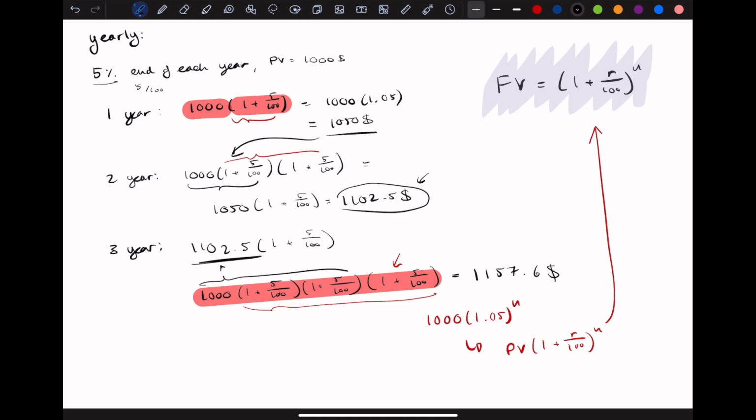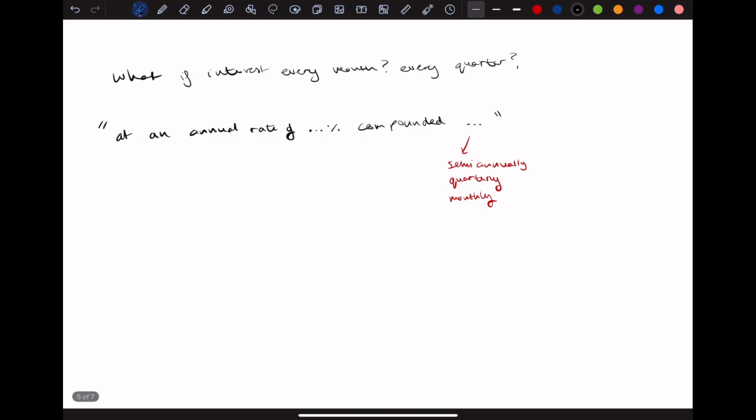Well, it's actually quite simple, because what if you don't want to invest your money every single year and only get interest on that? What if you want to get interest every single month or every single quarter? What do you do then? Well, in the IB, it's often that you see a question that says, at a nominal annual rate of insert percentage compounded, and it's not necessarily annually, but it can be semi-annually, it can be quarterly, it can be monthly. And what does that mean?